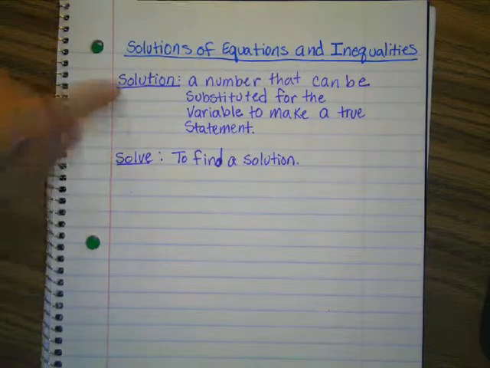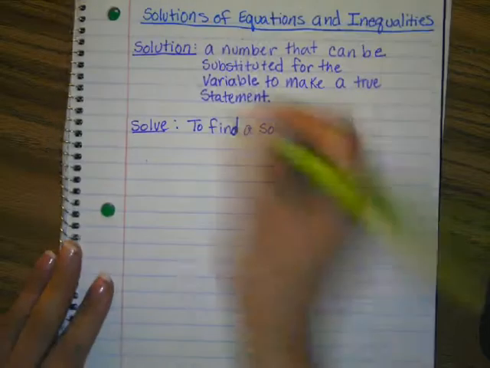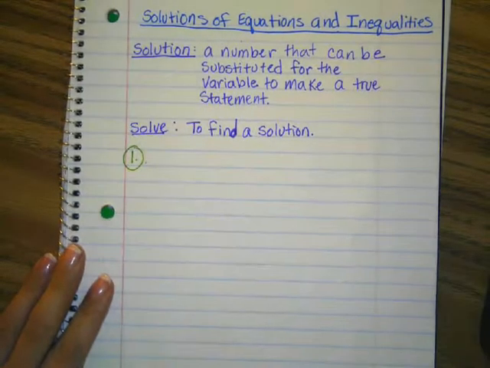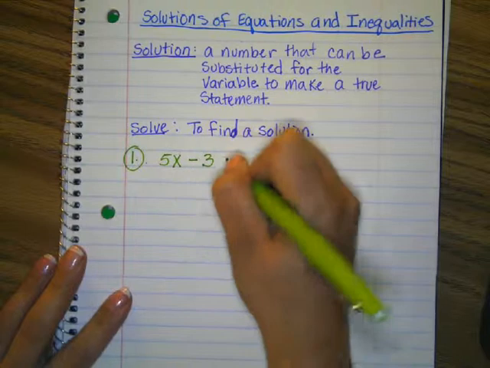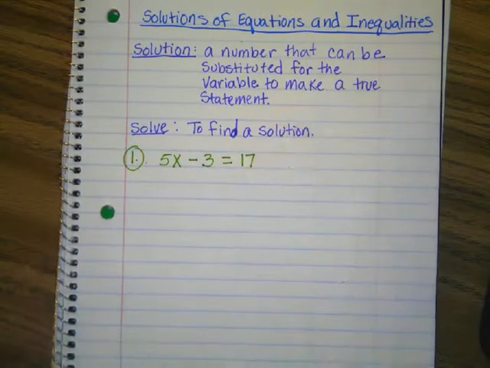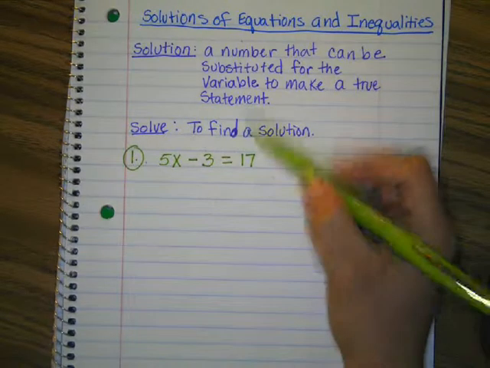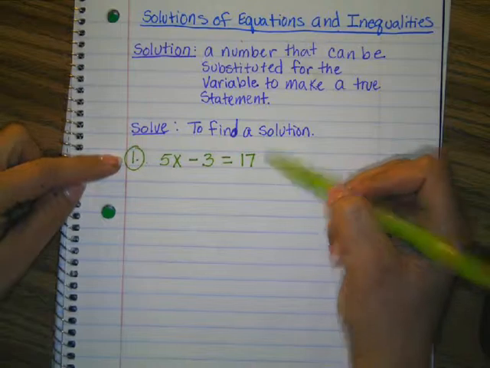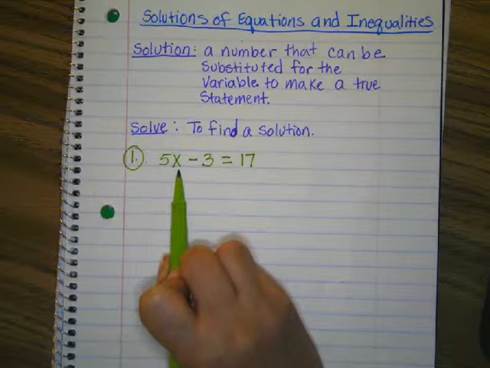All right. So we're going to look at some examples. The first example, you can put number 1. We have 5x minus 3 equals 17. So looking at my definition, if I have to solve this equation, then I'm looking for a number that could be substituted for my variable to make this statement true. My variable is x in this example, right? Okay, so a couple ways I can go about this.